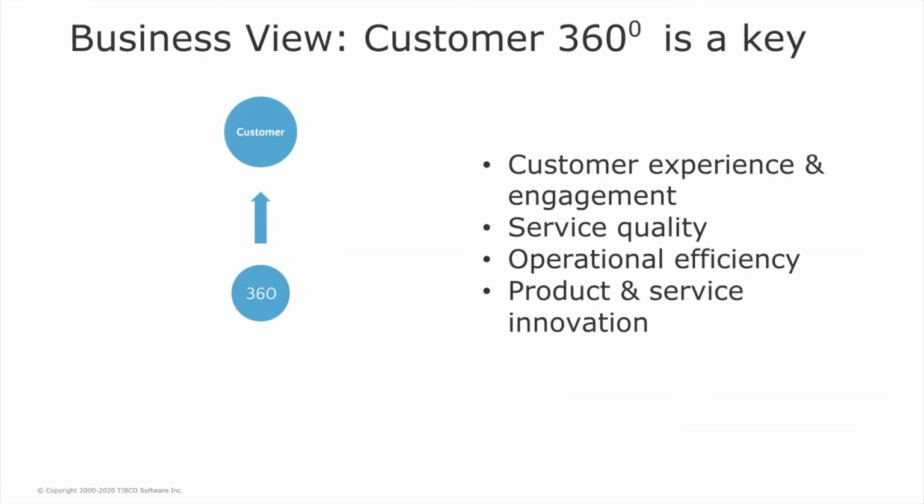So let's talk about that 360-degree view. So the business view of this. Why would you care, right? So I know there's some analysts out there like Mark Beyer from Gartner who say, it's not really customer 360, it's partner 360 because customer's actually a role. And he's right. But we're talking about shorthand here.